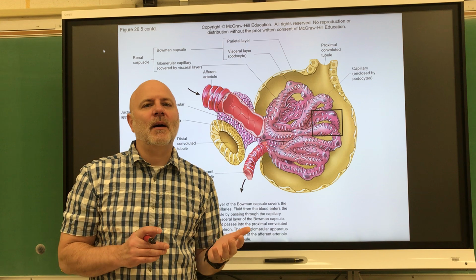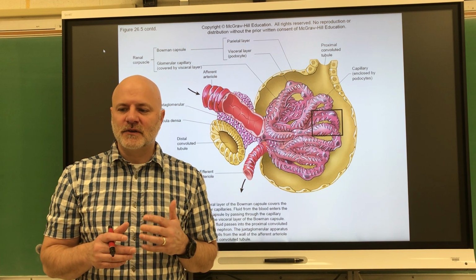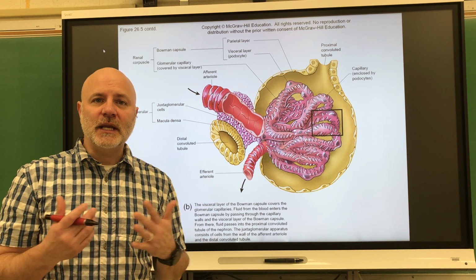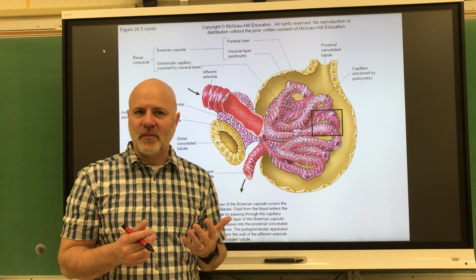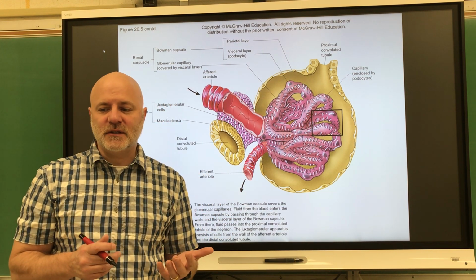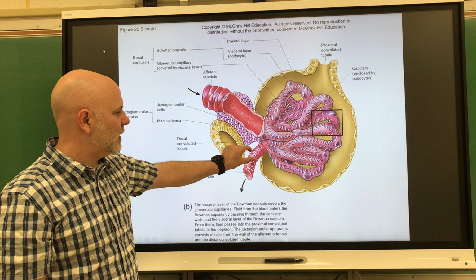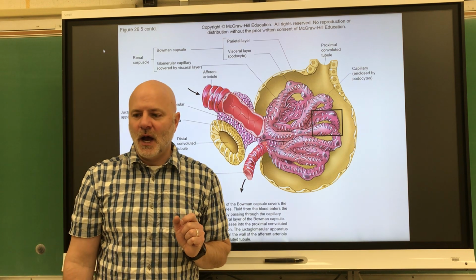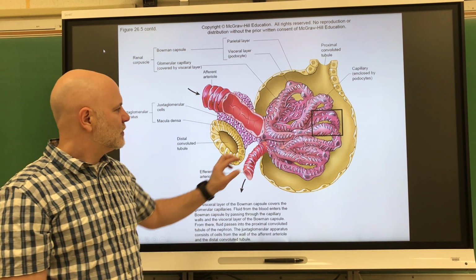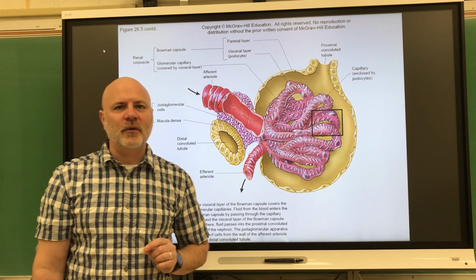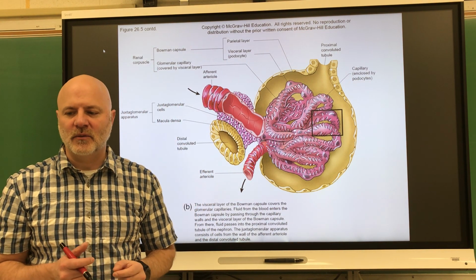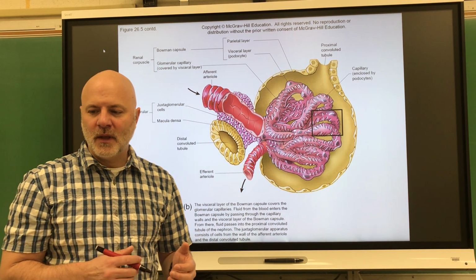Angiotensin 2 by itself is a vasoconstrictor, so that's going to make our systemic blood pressure increase. Angiotensin 2 also causes the afferent arteriole over here to vasoconstrict, so that backs up more fluid within the glomerulus, and that's going to increase glomerular capillary pressure.